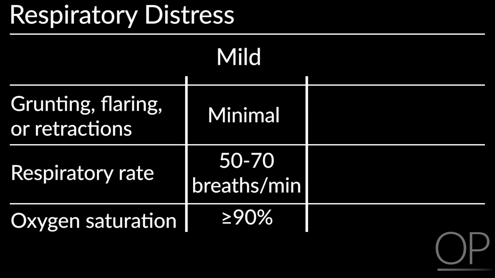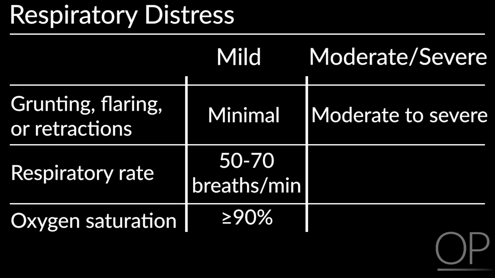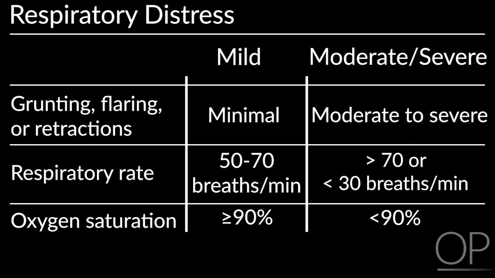Mild respiratory distress is often missed and only detected once it becomes moderate or severe. Moderate to severe respiratory distress consists of moderate to severe grunting, flaring, or retractions, a respiratory rate over 70 or less than 30, with oxygen saturation less than 90%.